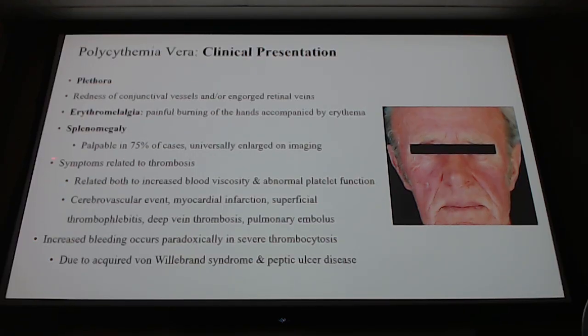Symptoms related to thrombosis, what would those be? Strokes, maybe parts of their hands. DVTs, recurrent DVT. All right. Superficial thrombophlebitis, right? That very superficial stuff on their extremities. And then that paradoxical bleeding that we talked about. Acquired von Willebrand syndrome is where you have these large von Willebrand factors that aren't being broken down, and so it's increasing the tendency to bleed. And peptic ulcer disease.